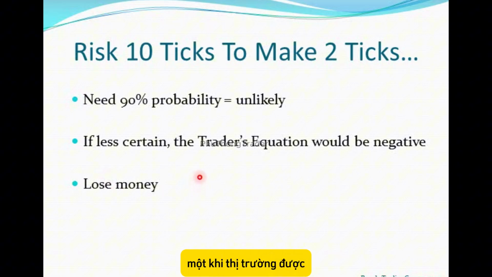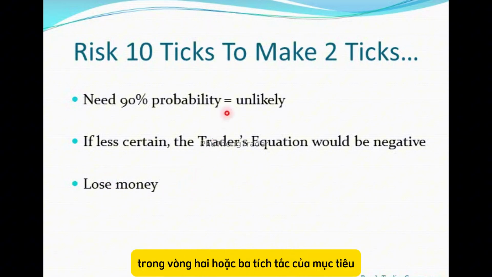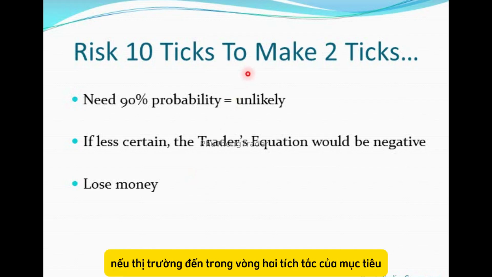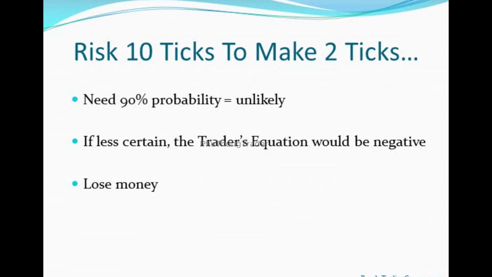So once the market gets within 2 or 3 ticks of the target, let's say you're risking 10 ticks, if the market comes to within 2 ticks of the target, most traders would start thinking about moving their protective stop to break even.